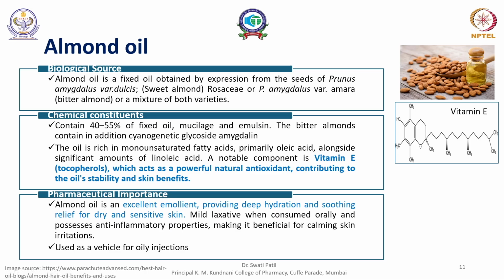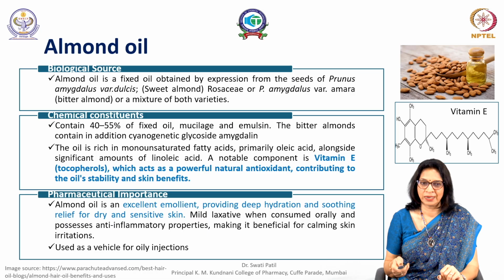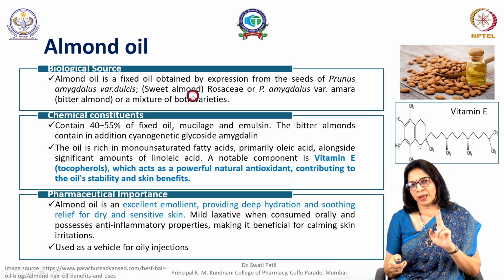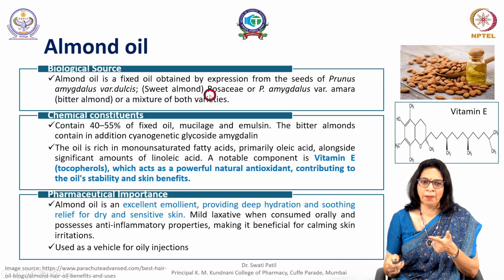So, let us look at the sources of these oils, from where they are obtained and what they contain. The chemical constituents will help us identify the oil for its therapeutic uses. So, almond oil is a fixed oil which is obtained by expression from seeds of Prunus amygdalus. This is the source, and there are two varieties of almond oil, one obtained from the sweet almond, one obtained from the bitter almond.